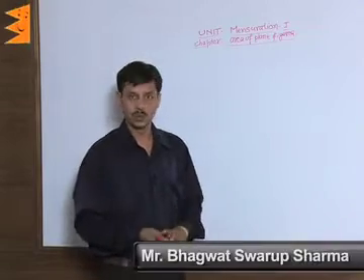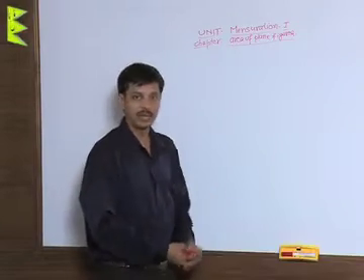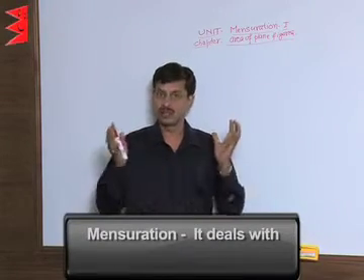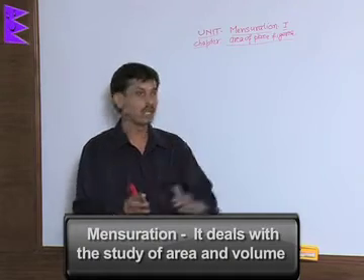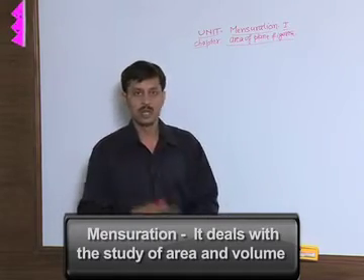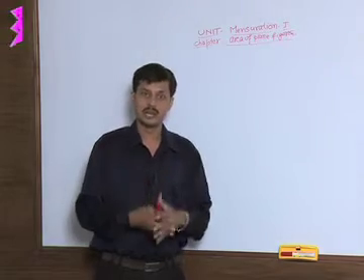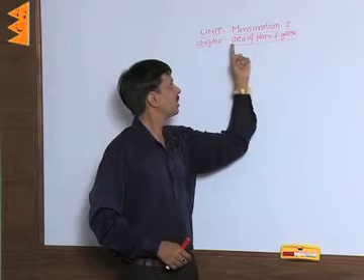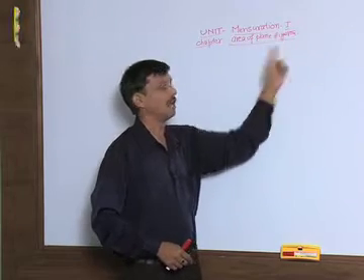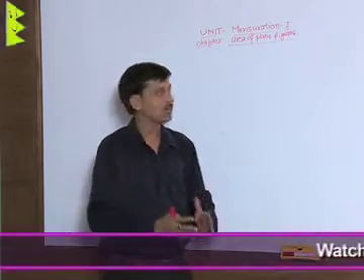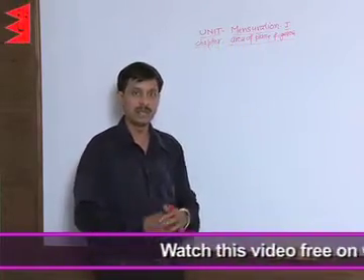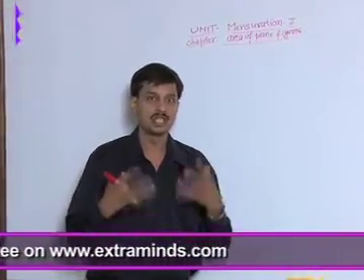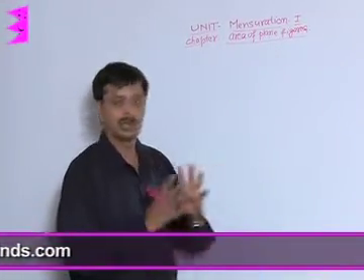Now I will discuss with you an important unit of mathematics named mensuration. In fact, mensuration is the maths which deals with the study of areas and volumes. So when we talk about areas, it comes to our first component of mensuration, that is mensuration 1. The name of the chapter is area of plane figures. Area of plane figures is dealt with in mensuration 1, whereas the volumes and surface areas of three-dimensional figures are dealt with in mensuration 2.